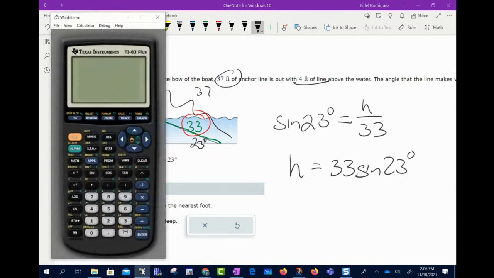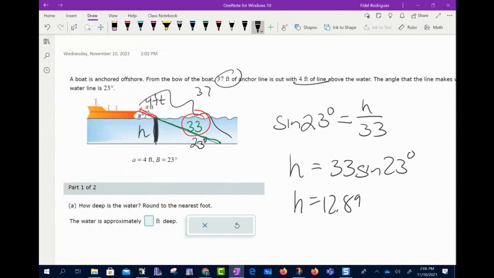Okay, so let me get my calculator going. First thing I'm going to do, y'all, is make sure that I'm in degrees. And right now I'm not. Yes, it's being recorded. Okay, so let me enter that there. So then we're going to go 33 times sine of 23 degrees. And what I'm coming up with is 12.89, and it's telling me to go to the nearest foot. So 12.89 is going to be the same thing as 13 feet. So right here, I'm going to put 13.